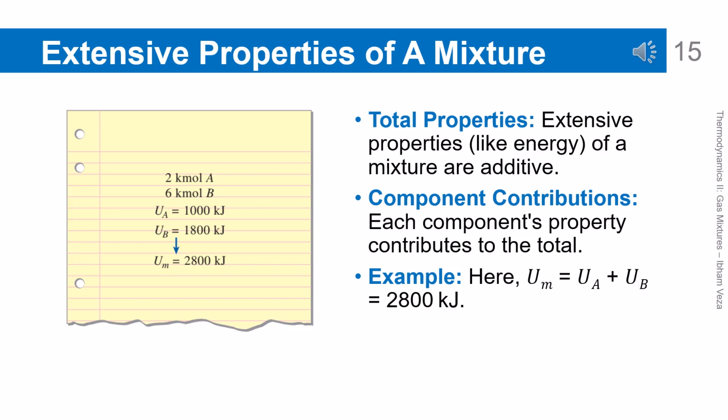Extensive properties of a mixture. Extensive properties such as internal energy, mass, and volume are additive in a mixture. The total value of a mixture property is simply the sum of the contributions from each component. The example shows that the total internal energy, Um, is obtained from UA plus UB. This principle is consistent with the definition of extensive properties that depend on system size. This concept is essential for energy balance calculations in mixture systems.